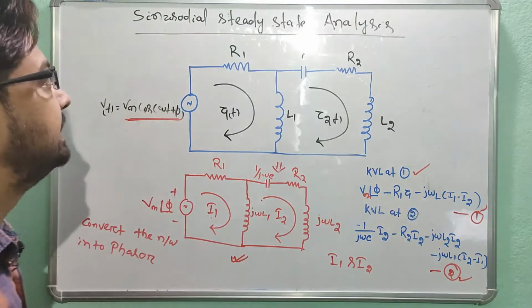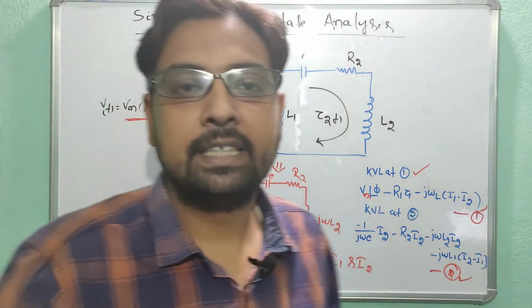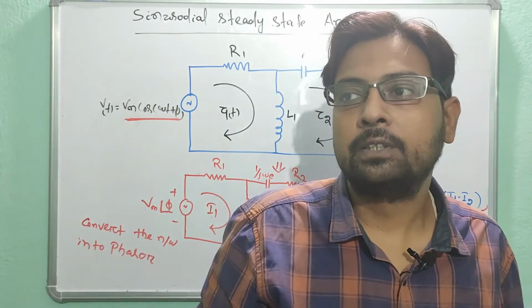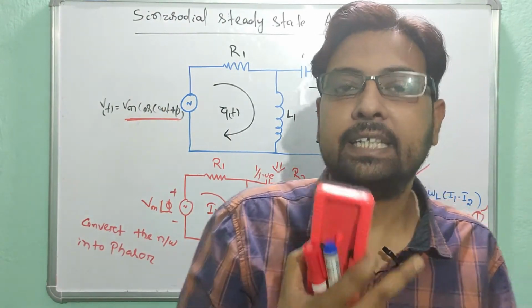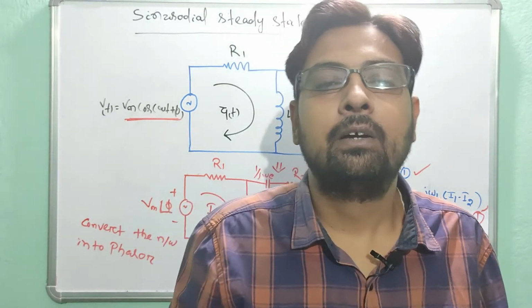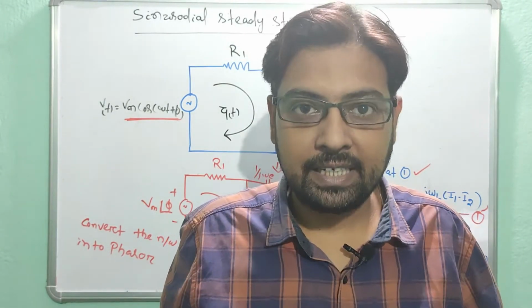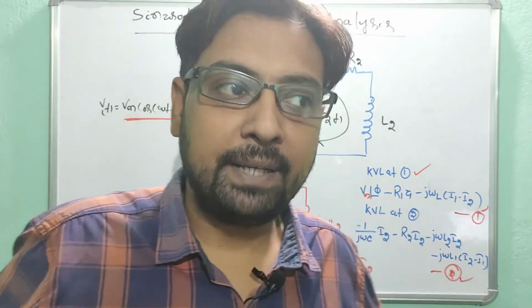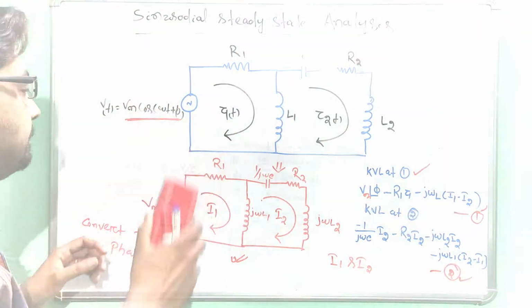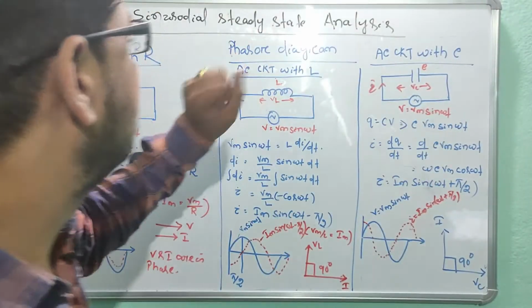The steady state analysis of an AC network is used for solving the network with KCL, KVL, and for nodal analysis, and also in mesh analysis. Okay, next we will discuss phasor diagram.